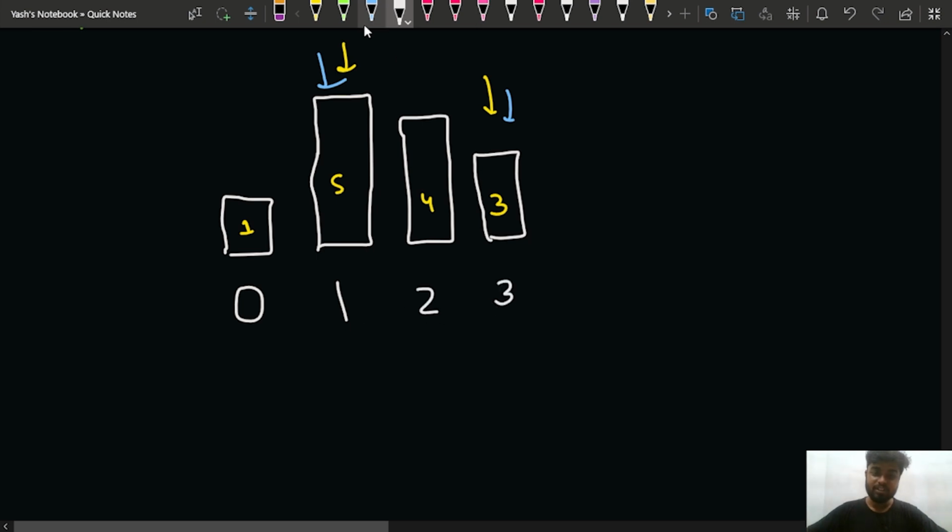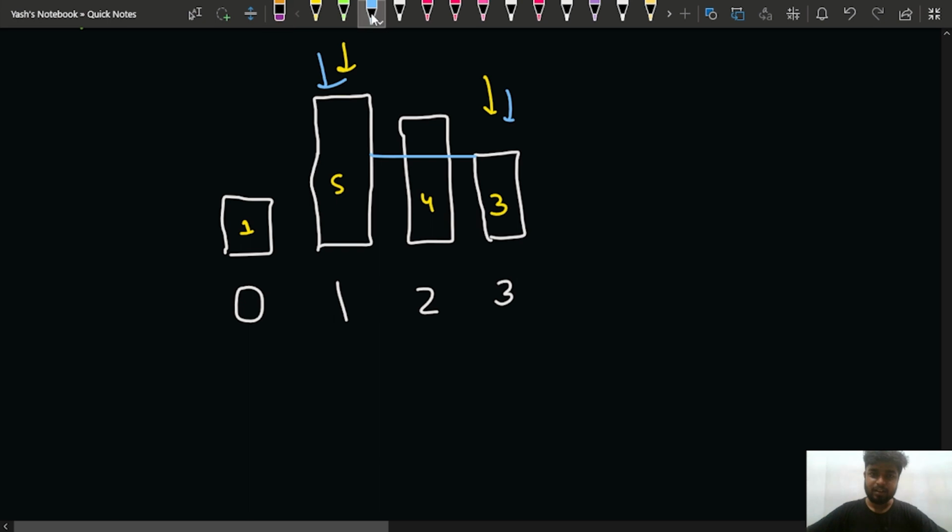After this, if you see the water stored between the pillars with height 5 and height 3, what is the amount of water stored? You will observe that this is the water amount stored. Actually the pillar part will not be considered, but the amount of water that will be stored will be this much and this much. So what is the amount of water that is stored?